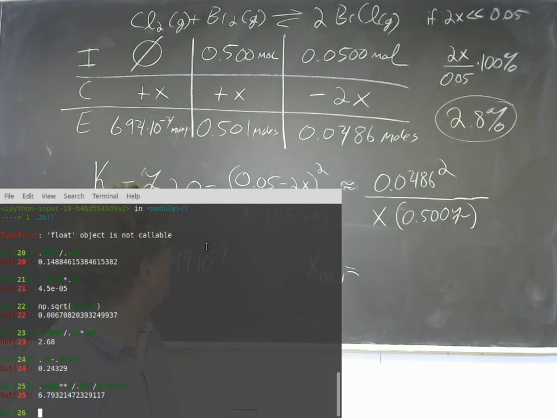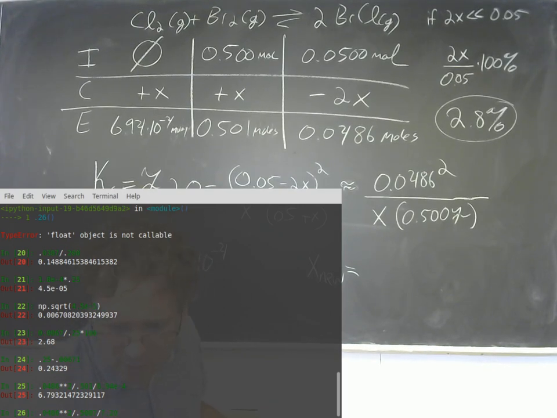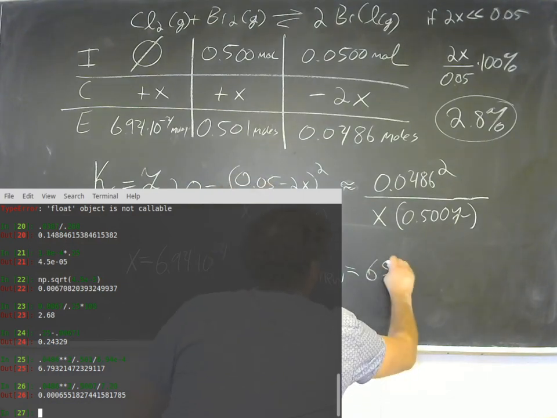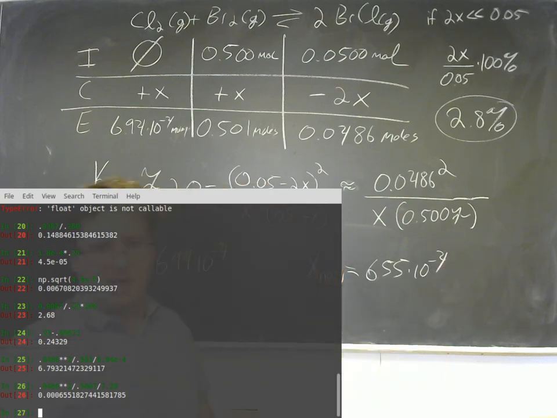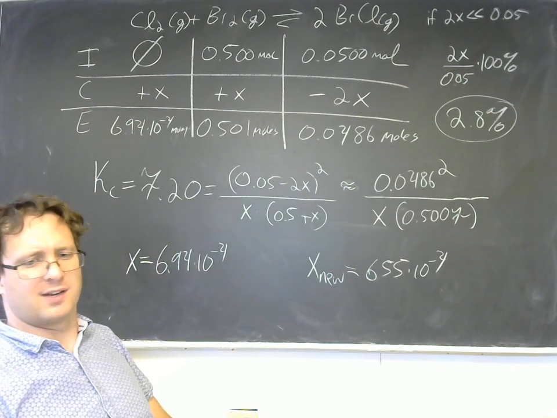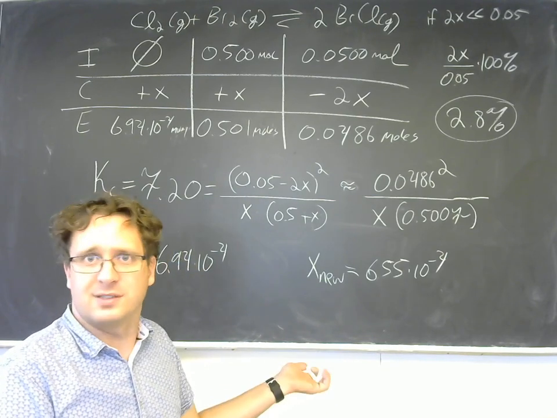All right, that means that x is going to be 0.0486 squared divided by 0.5007 divided by 7.20. And I get a new value for x, that's 6.55 times 10 to the negative fourth. And if we compare that to our original value, 6.94 times 10 to the negative fourth, we do see some change here. So is that going to be good enough to satisfy our equilibrium expression?